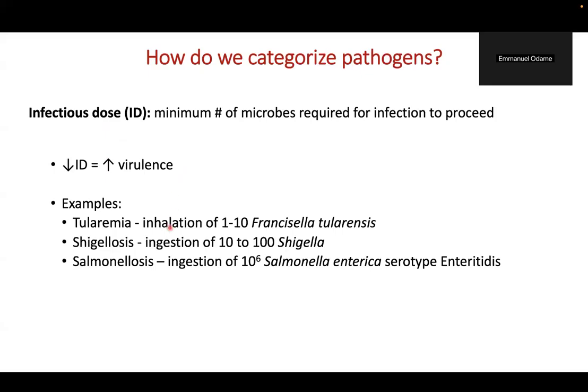An example is here. So for example, you need 1 to 10 Francisella tularensis to cause the tularemia disease, right? Compared to here, you need 1 million Salmonella to be able to cause salmonellosis. So you understand, this is more virulent compared to Salmonella. So that's how infectious dose is being calculated, and that's how it works.